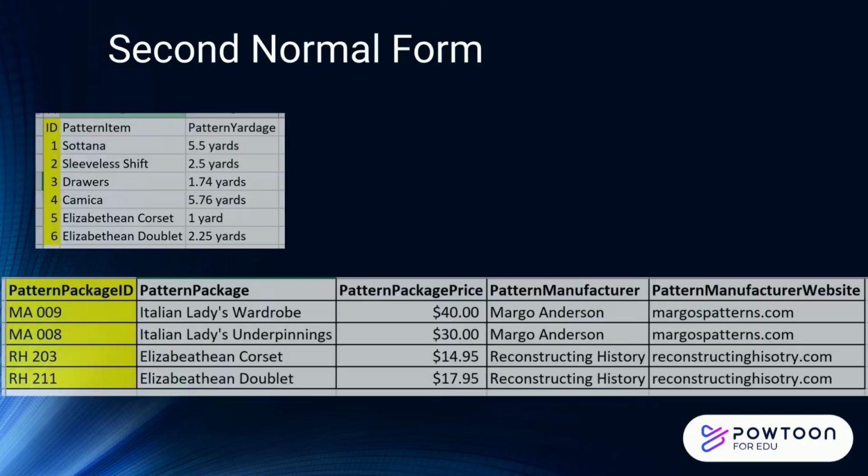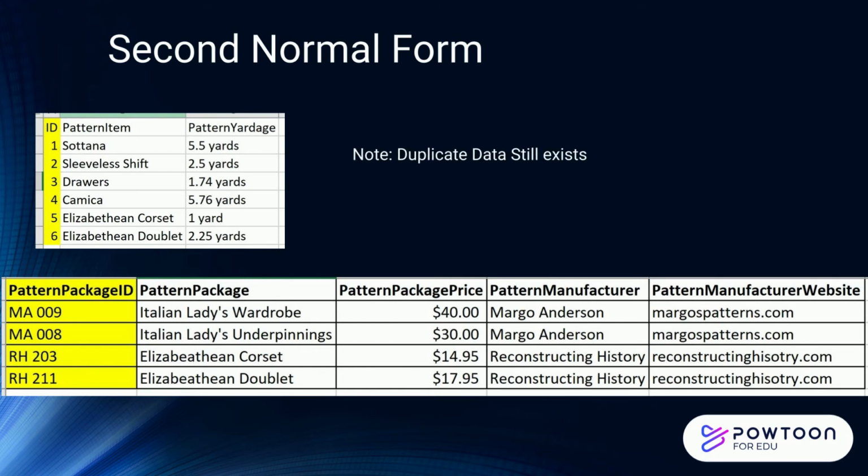The two tables are now shown with their primary key field highlighted in yellow. However, there is still duplicate data. The websites for Margot Anderson and Reconstructing History are still duplicated, though the pattern package price is no longer duplicated.